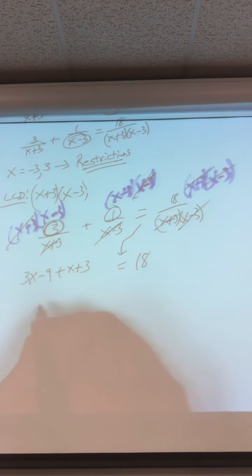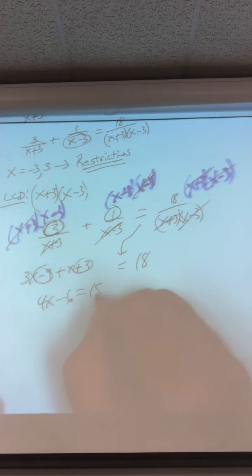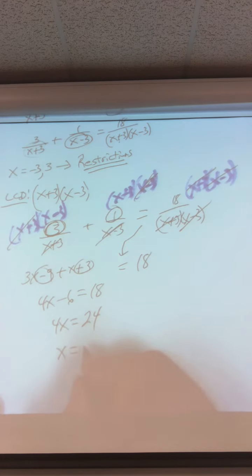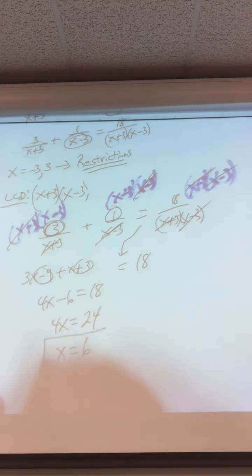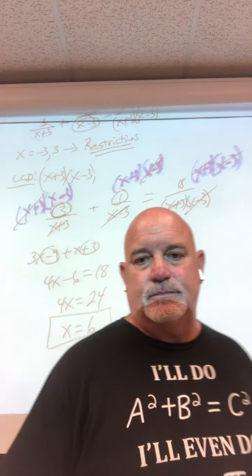Now 3x plus x is 4x. Minus 9 plus 3 is minus 6, equals 18. Add 6 to both sides to get 24. And divide both sides by 4 to get x equals 6. That is not a restriction. So that is your solution to this rational equation.